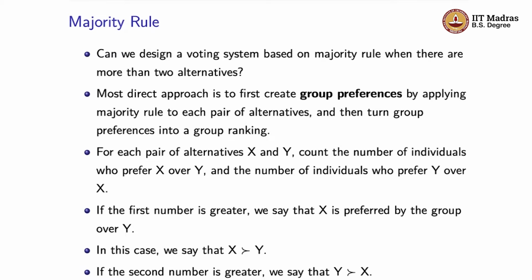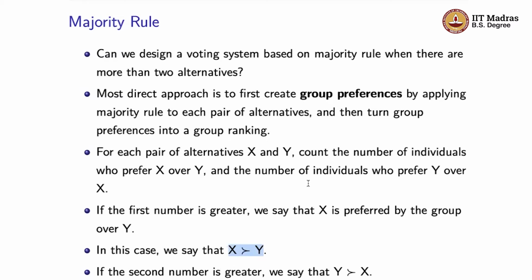Let's take a more specific example. Consider any pair of alternatives x and y. Count the number of individuals who prefer x over y and the number of individuals who prefer y over x, right? If the first number is greater, then we say that x is preferred by the group over y, and we denote this by x is preferred over y. Note that this is very similar to the notation that we have seen earlier, except that you no longer have the i underneath the preferred sign. This is because now we are representing the group's preference rather than any individual's preferences, right?